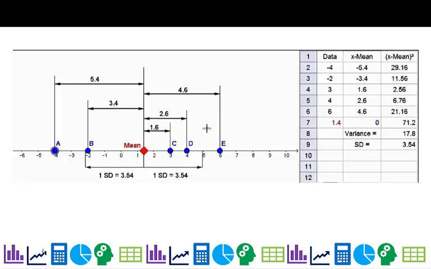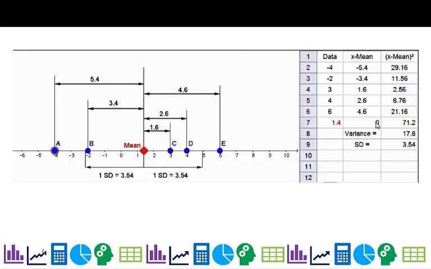Basically, if I wanted to look at the spread of the data, one thing I could do is look at all these numbers here. E is 4.6 above the mean, D is 2.6, C is 1.6 above the mean. A and B are both below the mean. This should show a negative, but the software is a little picky and it's showing the negative here. So these are below the mean. These are called the deviations, which is the distance from the point to the mean.